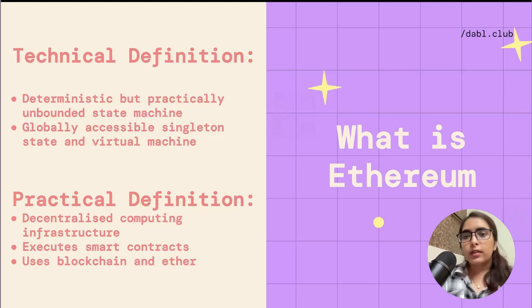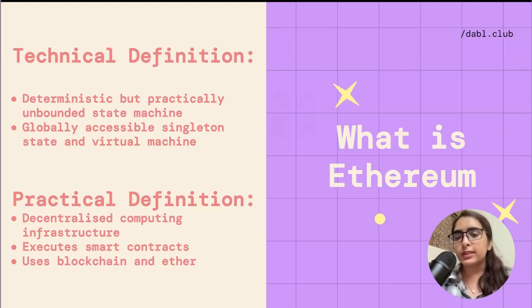So, the technical definition of Ethereum says that it's a deterministic but practically unbounded state machine. But the practical definition is nothing but that it is a decentralized computer that can execute smart contracts using blockchain, and it of course has its own native token called Ether.